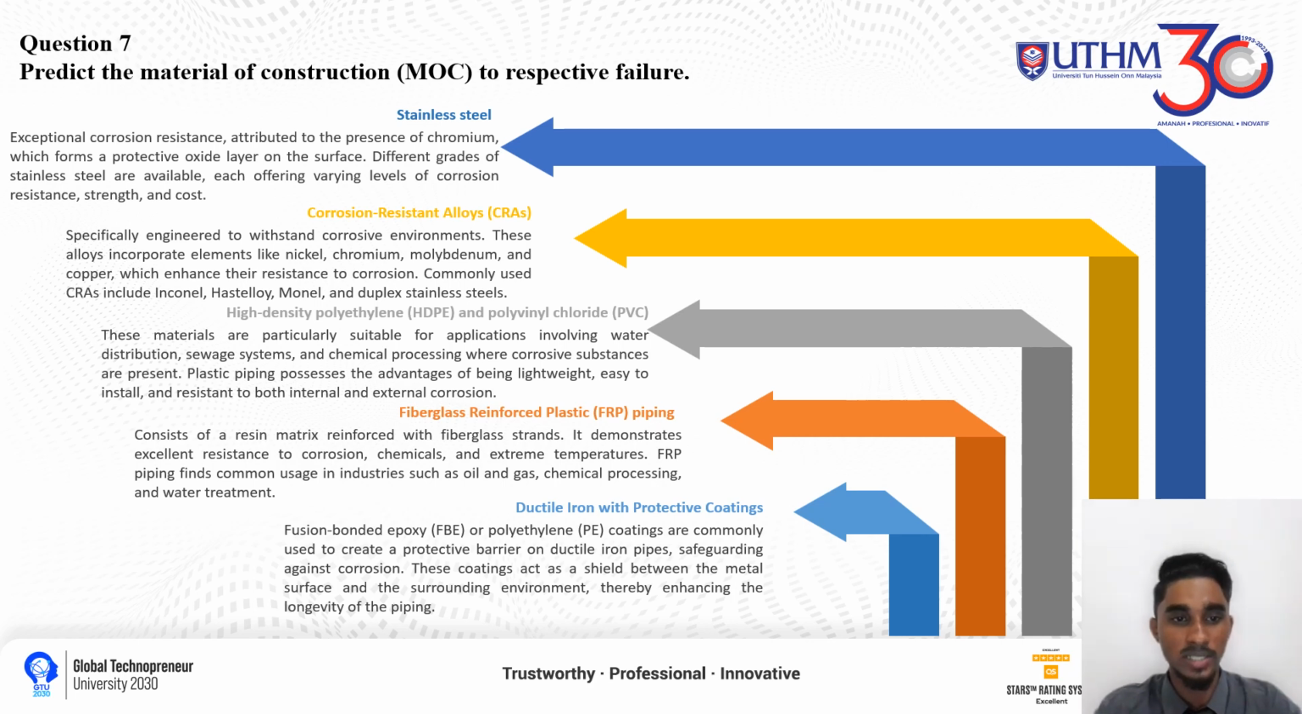The next one is fiberglass reinforced plastic piping, which consists of a resin matrix reinforced with fiberglass strands. It demonstrates excellent resistance to corrosion, chemicals, and extreme temperatures. Fiberglass reinforced plastic is commonly used in industries such as oil and gas, chemical processing and water treatment. The last one is ductile iron with protective coatings, where these pipes can be utilized for onshore piping when appropriate protective coatings are applied.